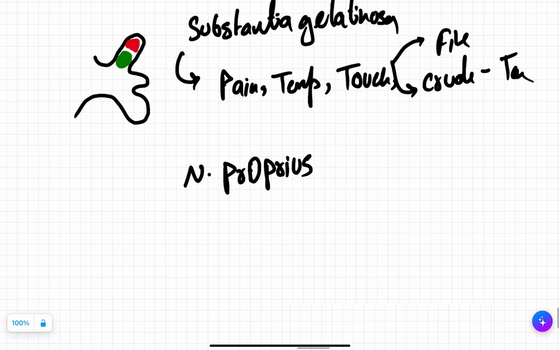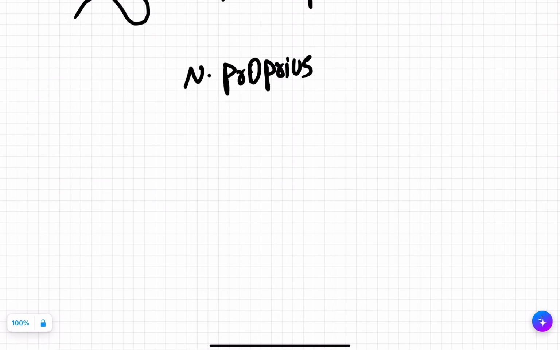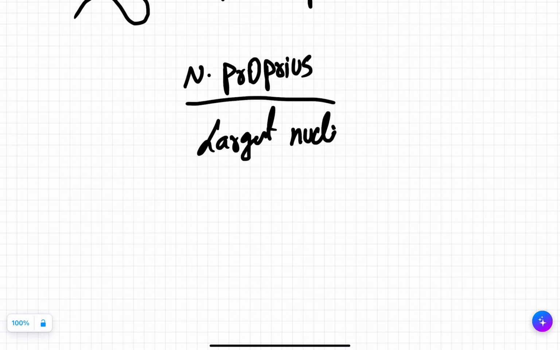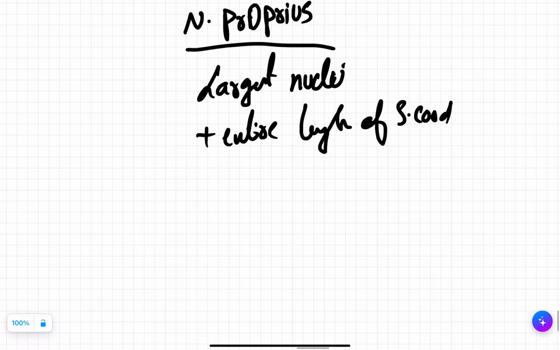Nucleus proprius, as it contains the name proprius. Proprius means what? Proprioception. Proprioception means what? It means the sense of balance. So this will again be present throughout the length of your spinal cord. This is the largest nuclei present in the entire length of the spinal cord, and it receives what? Yes, conscious proprioception.